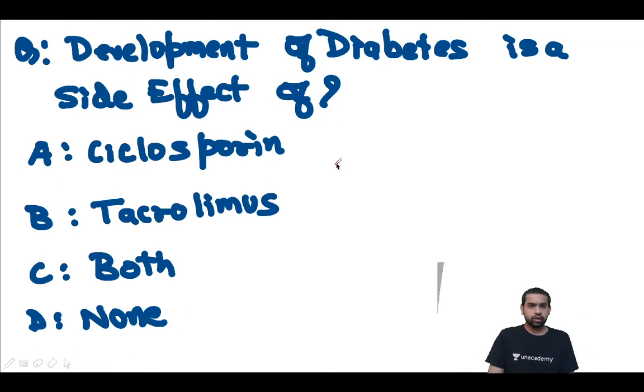Now moving on to the next MCQ, the development of diabetes. We also know that calcineurin inhibitors are associated with this: sometimes if you start the patient on these immunosuppressant drugs, patients have a rearrangement in their blood sugar levels. So that is a side effect of what? Is it a side effect of cyclosporin, tacrolimus, both or none? What is the answer, guys?